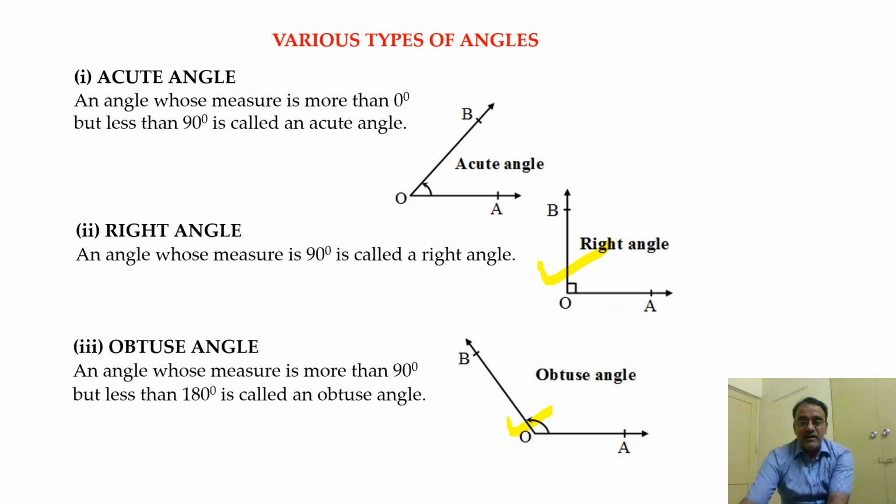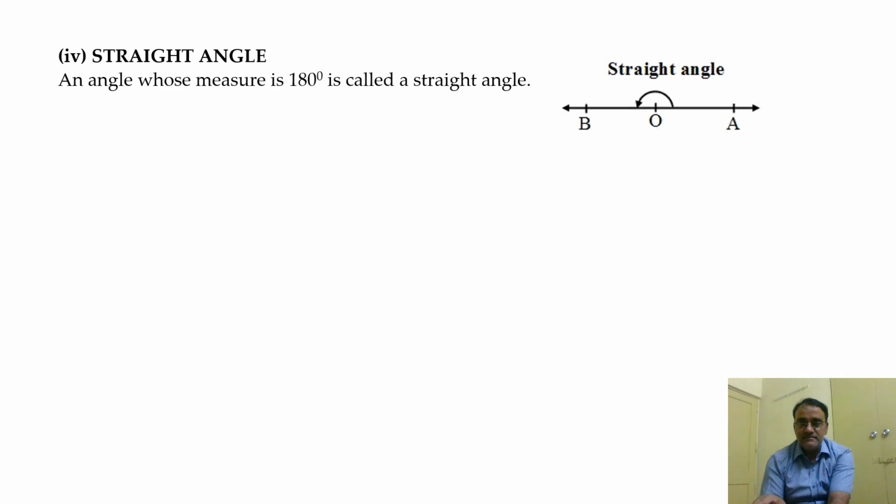Right. Now the next angle is reflex angle. Before reflex angle, we'll see straight angle. An angle whose measure is exactly equal to 180 degree is called straight angle. A perfectly straight line, and this angle is equal to 180 degree. All angles are measured in degrees, and we measure them by using a protractor.